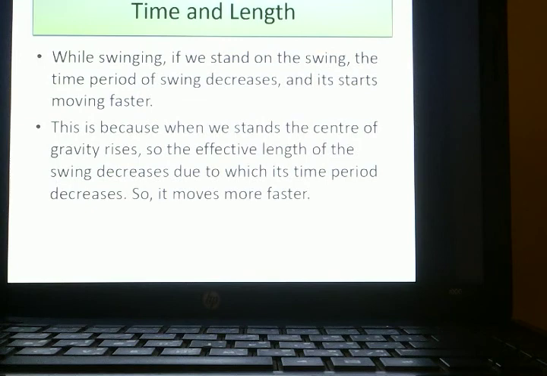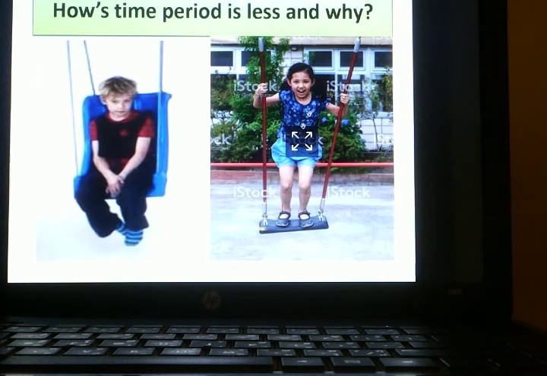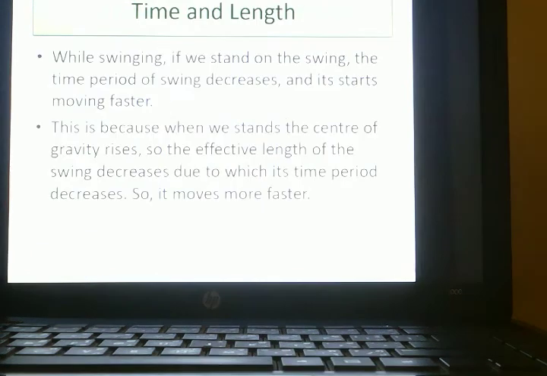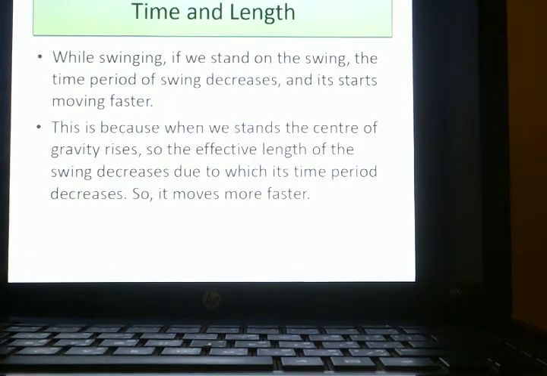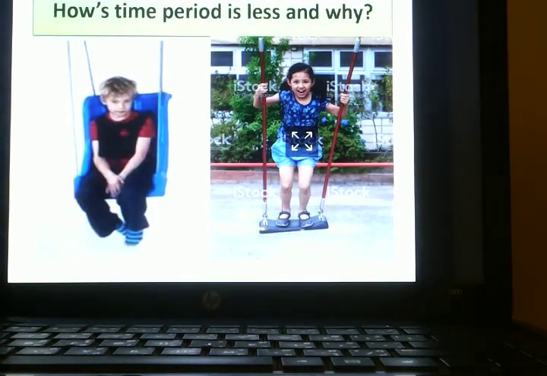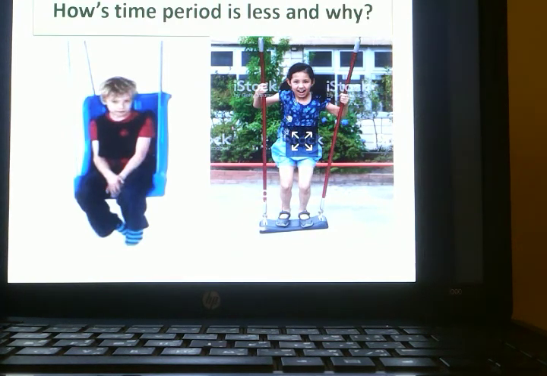While swinging, if we stand on the swing, as this girl is standing, what is happening? Its effective length is decreasing, so the time period will also decrease. Take for example, when this girl was sitting, the effective length was more. Now this girl is standing, so the effective length from the suspension of the swing has decreased. As the effective length has decreased, the time period will also decrease.